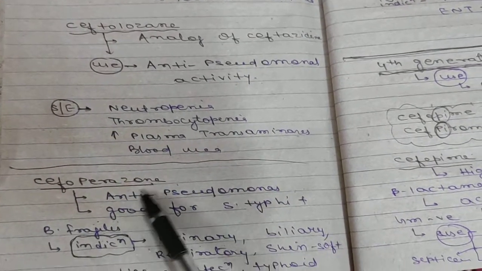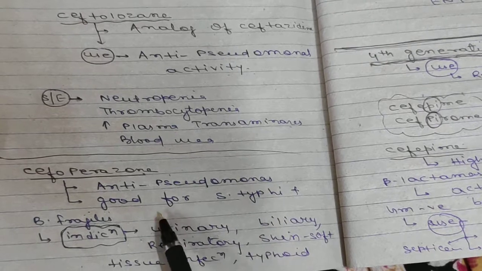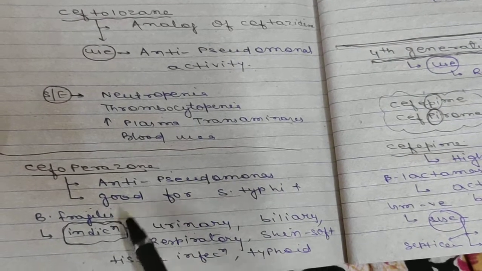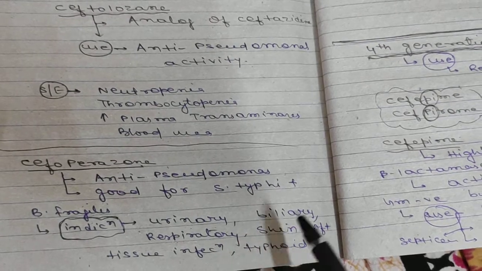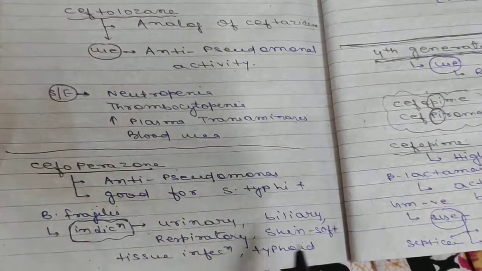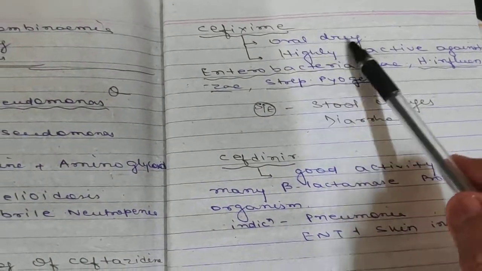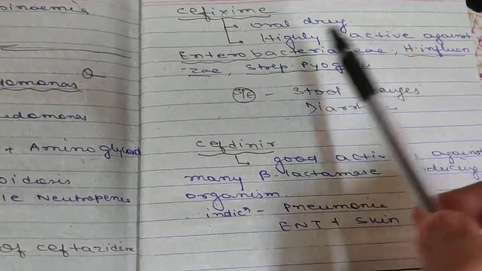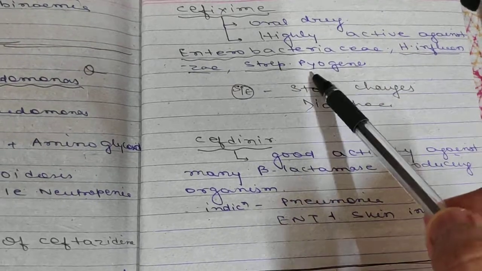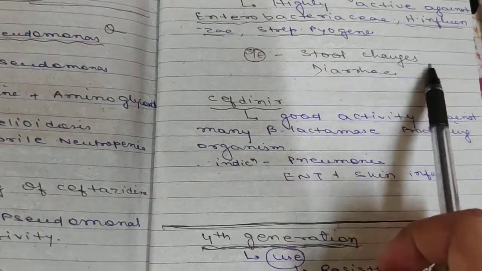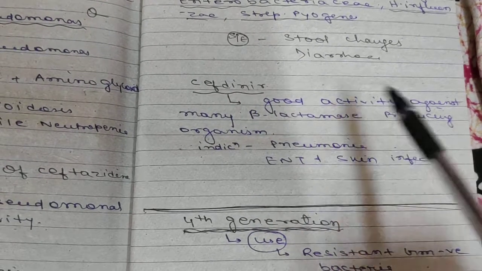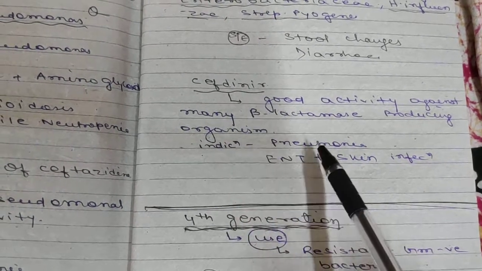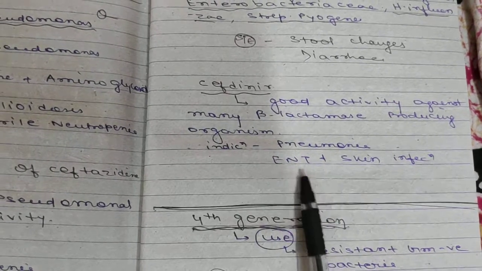Now the next is cefoperazone. This is anti-pseudomonal. It is good for Salmonella typhi and Bacteroides fragilis. What are the indications? Urinary, biliary, respiratory, skin and soft tissue infection, typhoid. Clear? Now the next is cefixime. It is an oral drug. It is highly active against Enterobacteriaceae, Haemophilus influenzae, and Streptococcus pyogenes. Side effects are stool changes and diarrhea. The next is cefdinir. Good activity against many beta-lactamase producing organisms, and it is used for pneumonia, ENT, and skin infection.